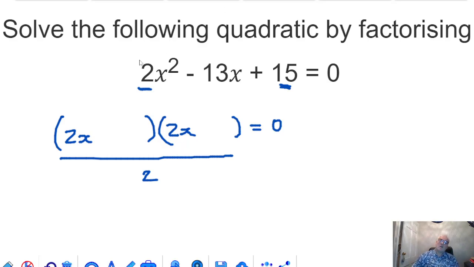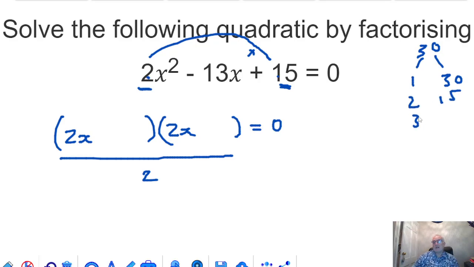If we do 2 times 15, so we're going to multiply these two together, that's going to give me 30. So I want the factors of 30 to be able to do this method. So 1 and 30, 2 and 15, 5 and 6, oh, and don't forget 3 and 10.